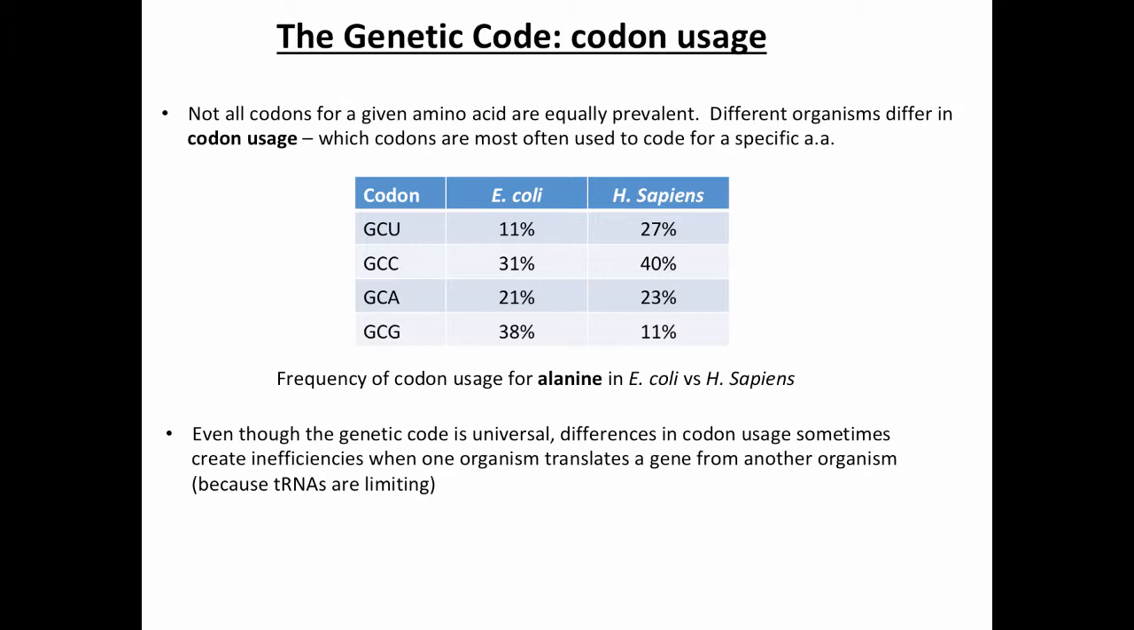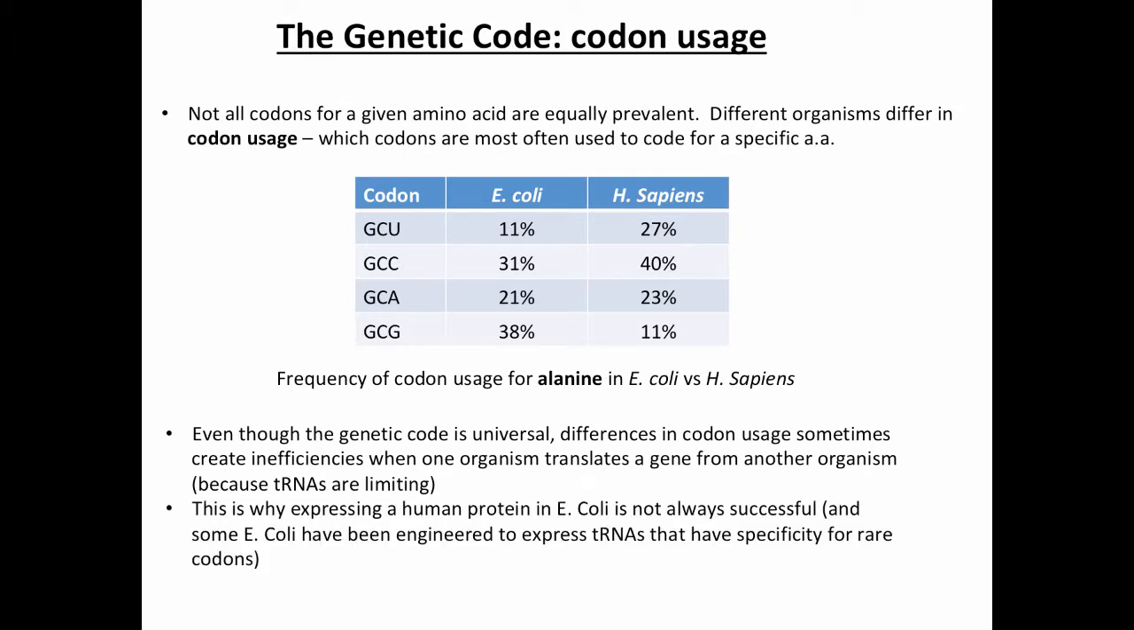For example, we do this all the time in the lab. We take human genes and try to express them in E. coli. Then you can often have problems because the tRNAs in the E. coli may end up being limiting if you're trying to express a human gene. So this is why expressing a human protein in E. coli is not always successful. Oftentimes, you may have translation problems which may then lead to folding problems. You may not be able to translate or make a protein at all.